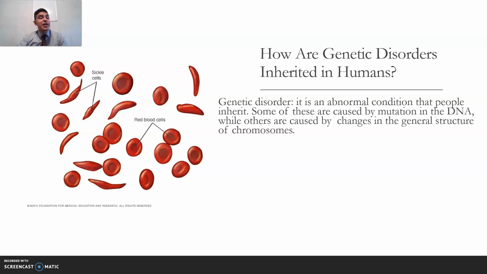So first of all, we need to start by defining genetic disorder. It is an abnormal condition that people inherit. Some of these are caused by mutations in the DNA, while others are caused by changes in the general structure of chromosomes. For example, right over here, we have the normal blood cells, which are the typical red blood cells, but there are some others that are sickle cells. These sickle cells are basically a mutation, or as we're mentioning here, a genetic disorder, because it's something abnormal that we can find in human blood.